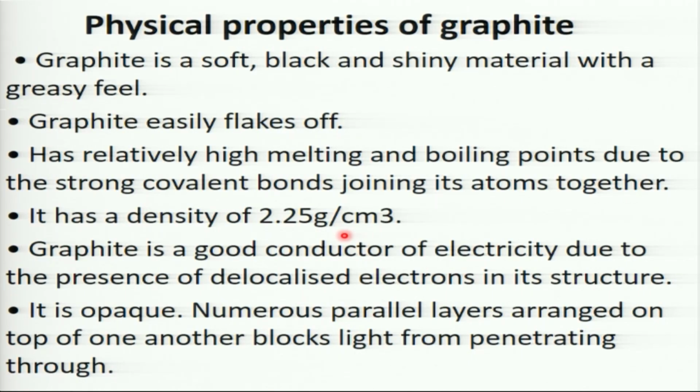So graphite is a good conductor of electricity due to the presence of the delocalized electron in its structure. I mentioned this. I said the carbon atom of graphite is only bonded to 3 other carbons by strong covalent bonds, and we have a free delocalized electron. All right? So that delocalized electron of graphite will help in conduction of electricity. So it is a good conductor of electricity.